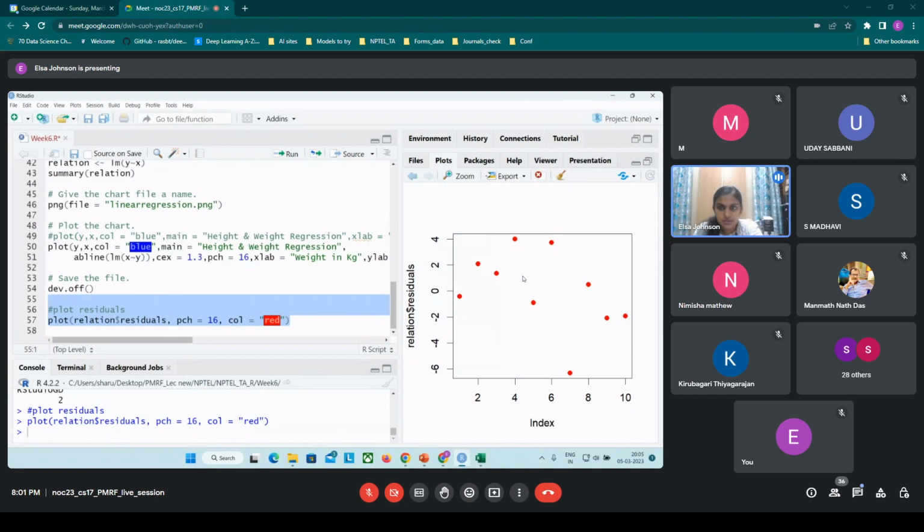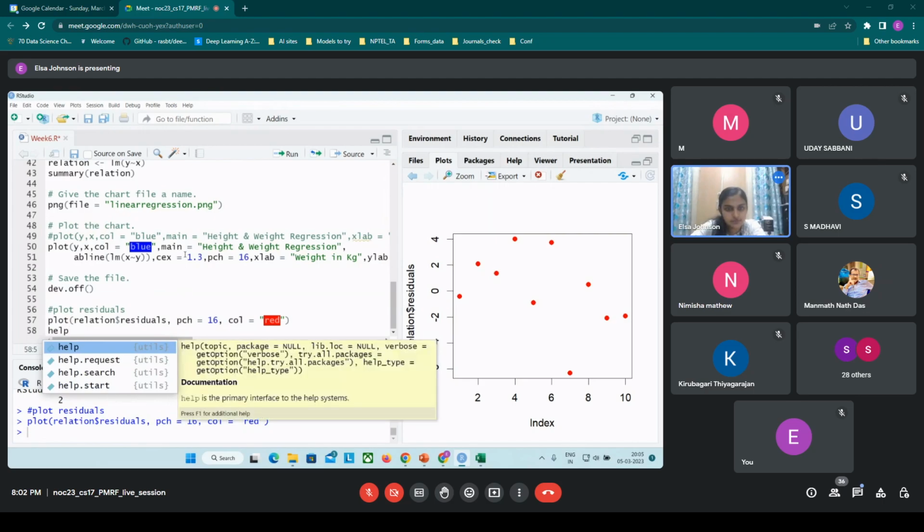So you can see, is there any pattern in these residual values? Tell me. Yeah, there is no pattern. So can it be accepted? No, no, no. Okay, why can't you accept?